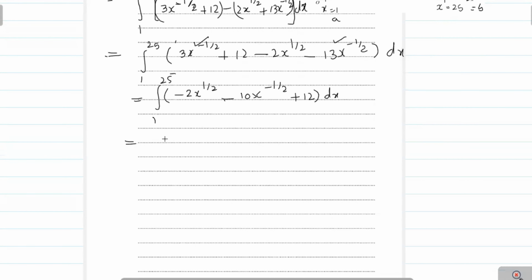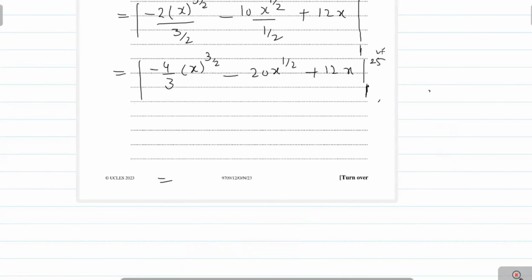Now we take the integration of this expression. Minus 2 is written as it is, x power 1 over 2 plus 1 becomes 3 over 2, divided by 3 over 2, minus 10 x power minus 1 over 2 plus 1 becomes 1 over 2, divided by 1 over 2, plus 12x, and we write the limits 1 to 25.